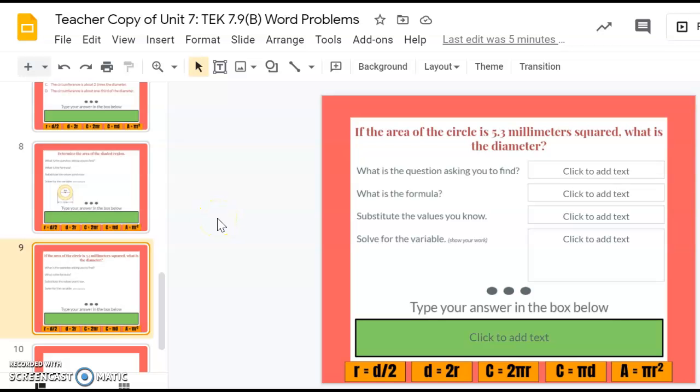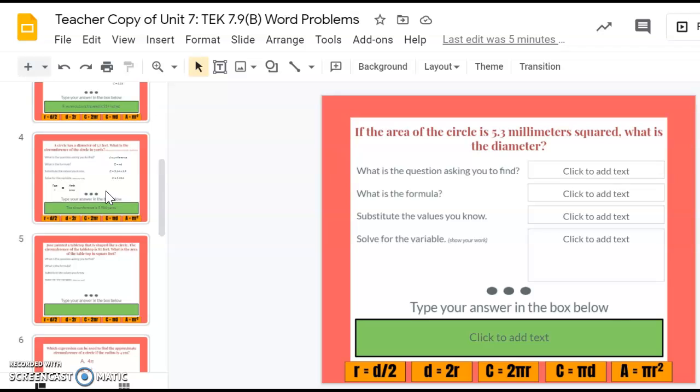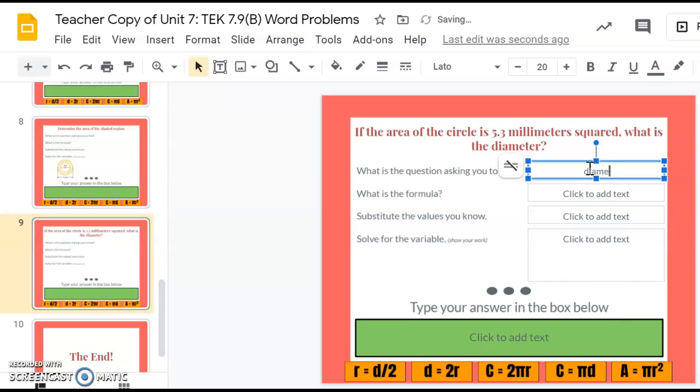All right, so this question is just like the one that we did when it was looking for the radius and we had the circumference. We now have an area. If the area of the circle is 5.3 millimeters squared, what is the diameter? So what are we looking for? We're looking for diameter. What's the formula? Well, it's going to be the area formula since that's what I have.